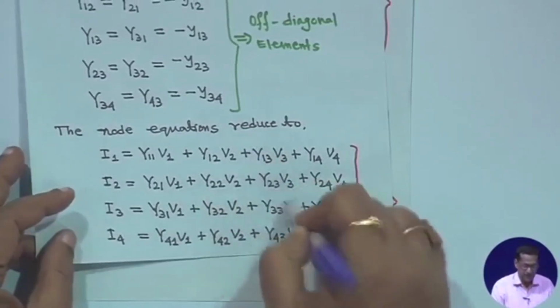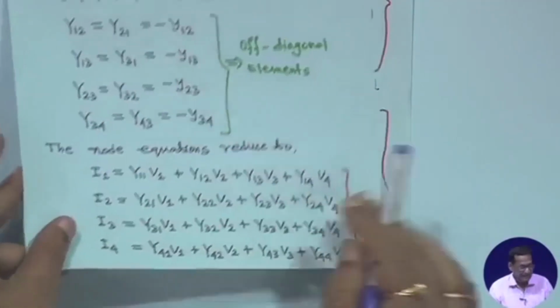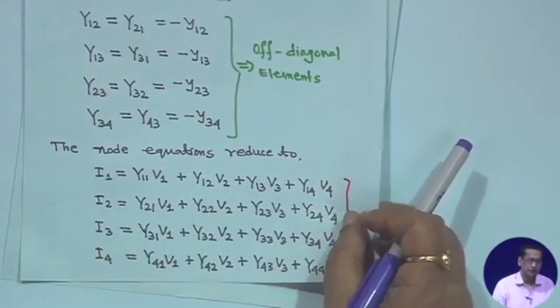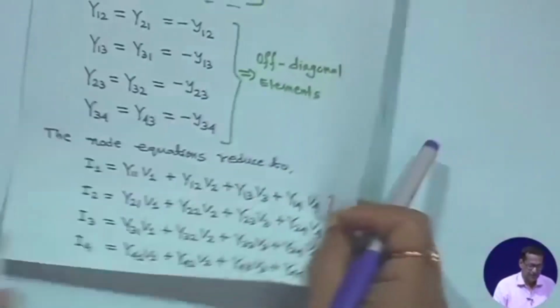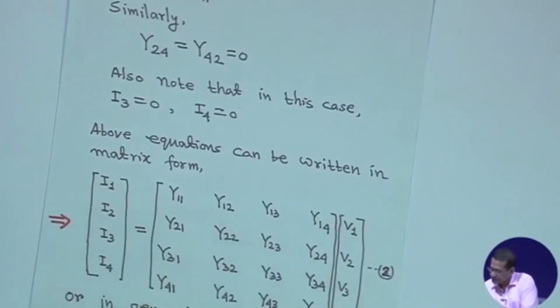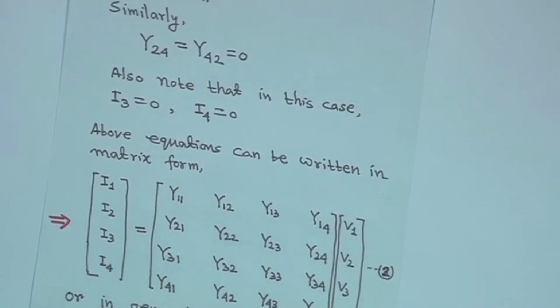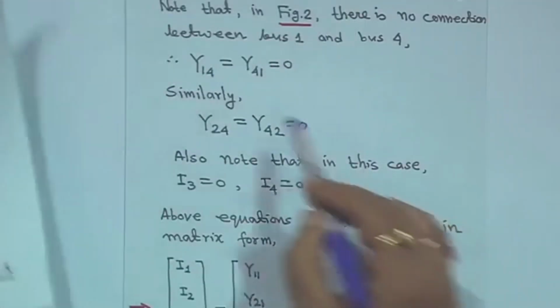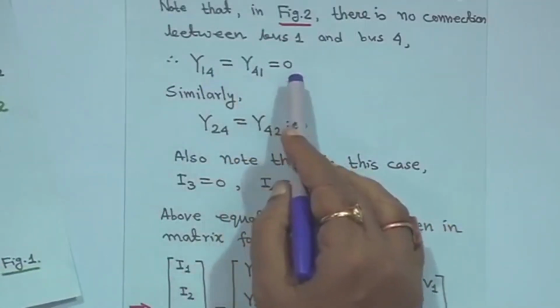This way you make it first, right, but now you see the connectivity of the line. I3 and I4 are 0, but we have to put them in matrix form. That means in figure 2 there is now no connection between bus 1 and bus 4. So, there is no connection between 1 and 4, so y41 is 0.